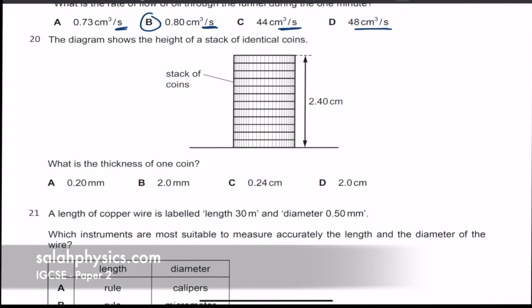What you need to do is just say that the total height, which is 2.4, divided by the number of coins. I have 1, 2, 3, 4, 5, 6, 7, 8, 9, 10, 11, 12. So divided by 12, it's going to give you the thickness, which is around 2 millimeters. So I'm going to equal 2.00 millimeters. This is the answer of question 20.